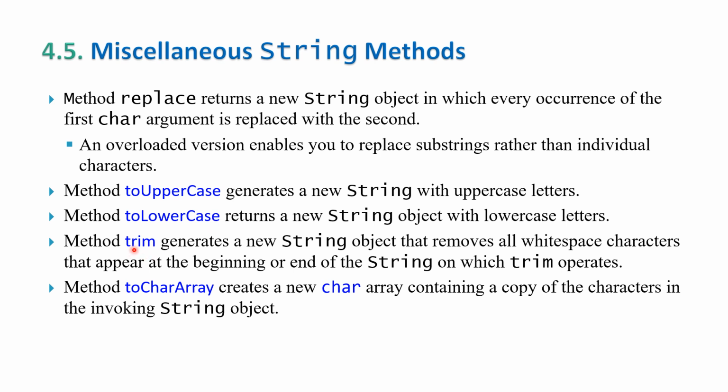Method trim generates a new string object that removes all white space characters that appear at the beginning or the end of the invoking string on which the trim method operates. Method toCharArray converts the string object into a char array. It creates a new character array containing copies of the characters in the invoking string.